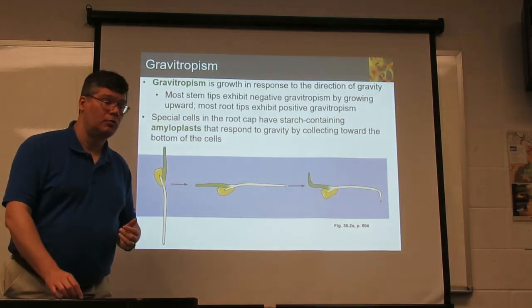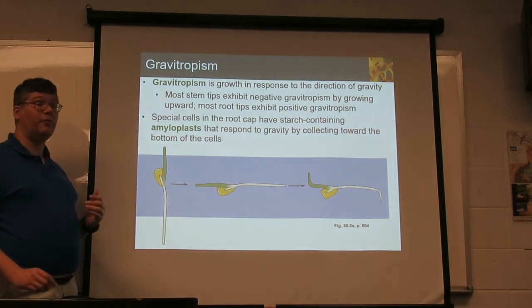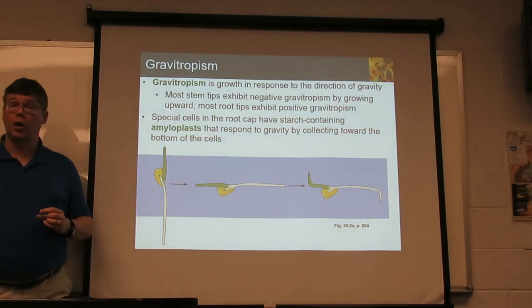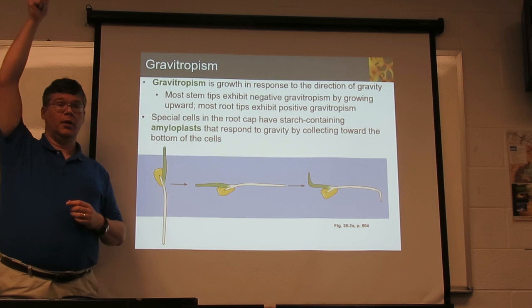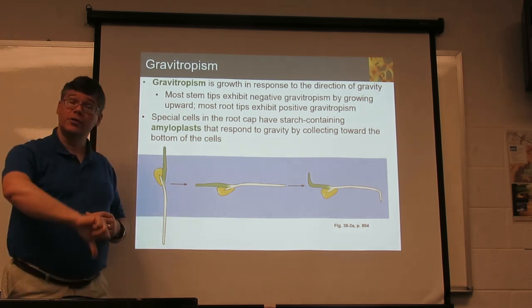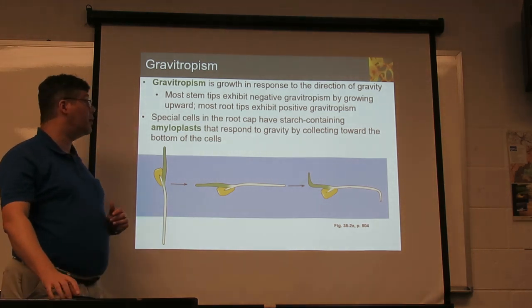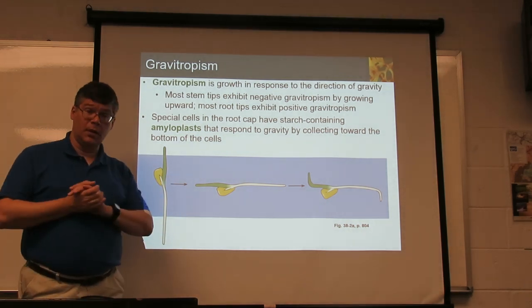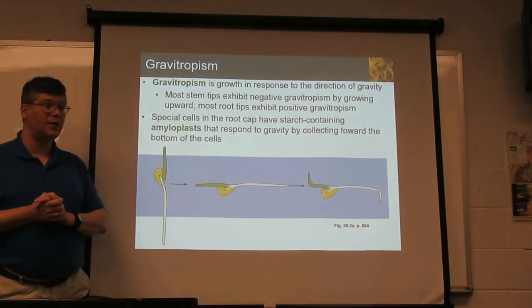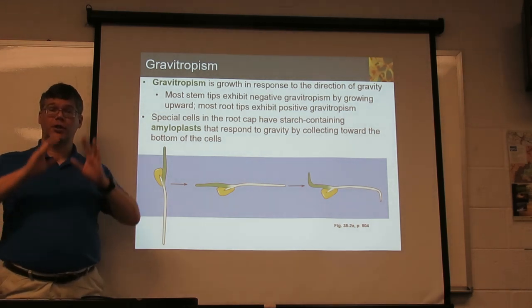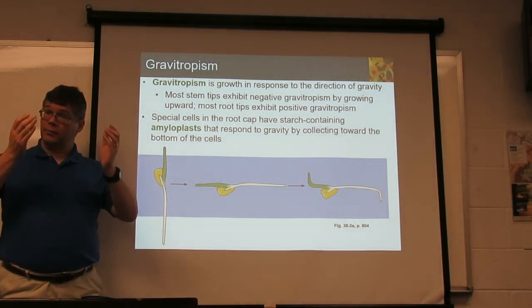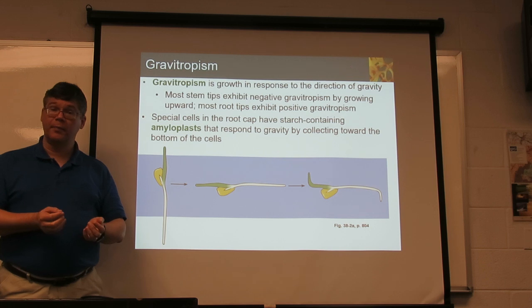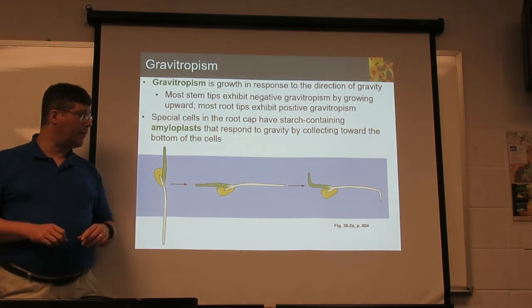Gravitropism, growing either towards or away from gravity. Of course, our stems are usually negative gravitropic, growing up. Roots typically positively gravitropic, growing down. Root cap cells have little bits of starch that can move around. They'll move down due to gravity. That tells the plant that way's down.